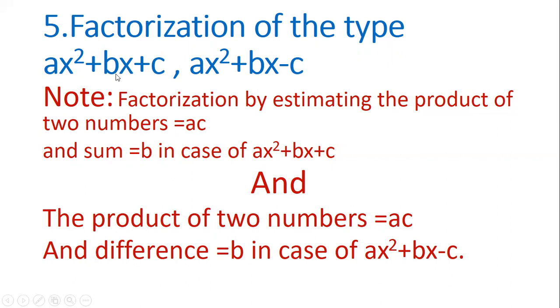Sum of the two numbers should come B. And if the last sign is minus, the difference of the two numbers should come B. Product, in the case of product, is same for both the cases. Product will come AC. In this case also product will come AC only.